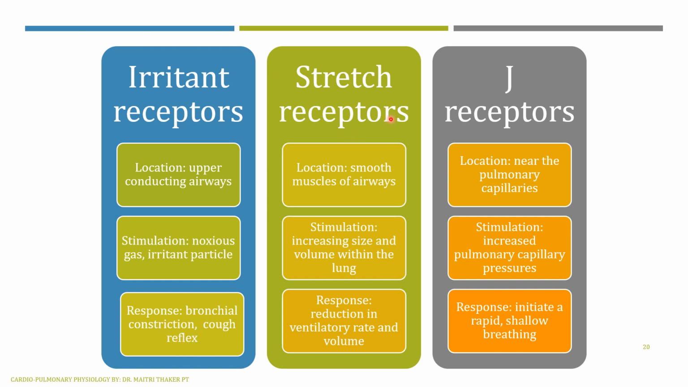Stretch receptors are located in the smooth muscles of the airway, that is, in our bronchioles or terminal bronchioles. Stimulation is from increasing size and volume within the lungs. They respond with a reduction in the ventilatory rate and volume. J receptors are located near the pulmonary capillaries. They get stimulated by increased pulmonary capillary pressures, and in response they initiate rapid and shallow breathing.